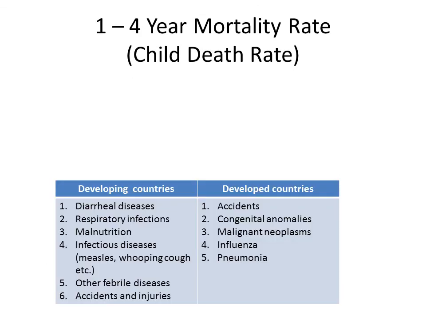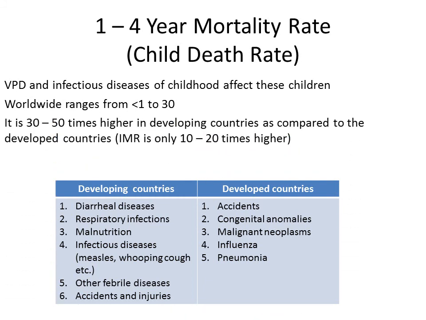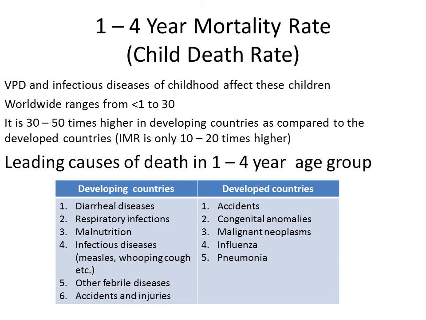The causes are vaccine preventable diseases and other infectious diseases of this age group. It ranges from less than 1 to 30 throughout the world. It is 30 to 50 times higher in developing countries compared to developed nations. Infant mortality is 10 to 20 times higher, but child death rate is 30 to 50 times higher in developing countries compared to developed countries. The leading causes of death in this age group have been listed in the following table.